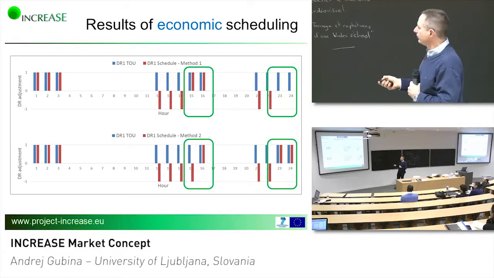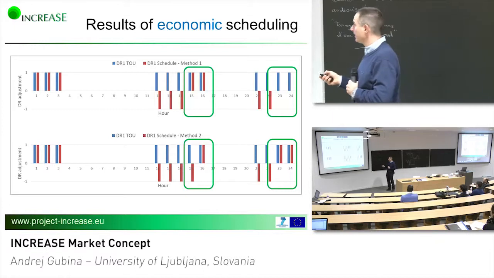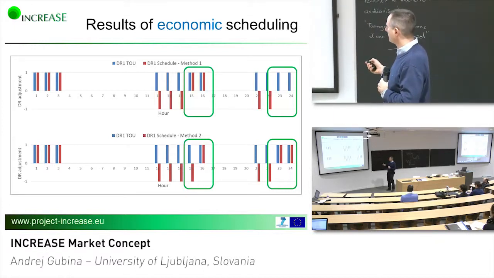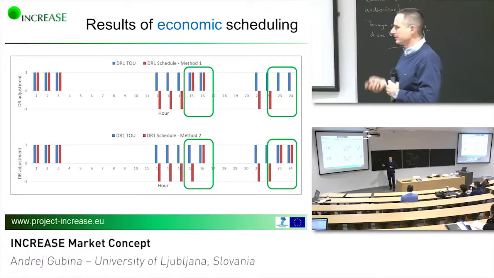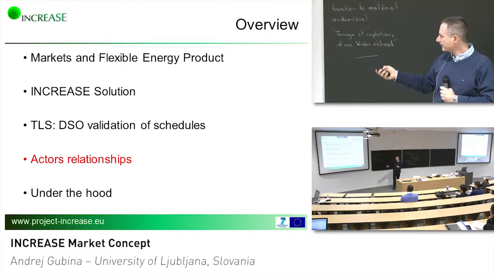This is the activation. Blue lines denote the hours of time of use that the unit can be used, and red means it's activated plus one, it's activated minus one, or it's activated to zero. So this is how we use this activation.